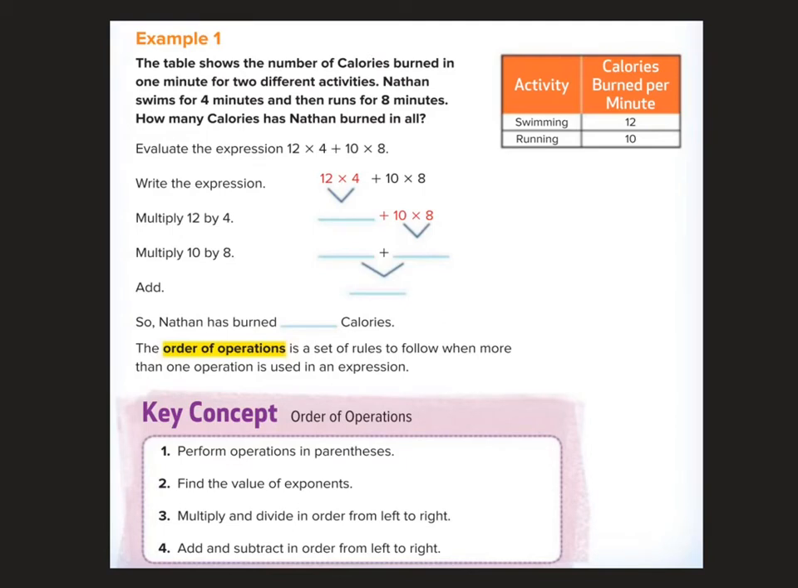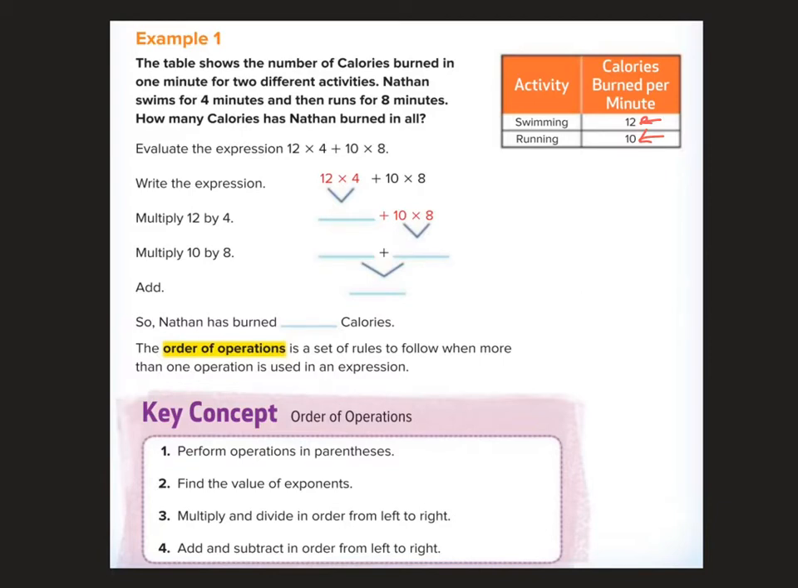The table shows the number of calories burned in 1 minute for 2 different activities. So when you're swimming, you burn 12 calories per minute. When you're running, you burn 10 calories per minute. Nathan swims for 4 minutes, then runs for 8 minutes. How many calories has Nathan burned in all?